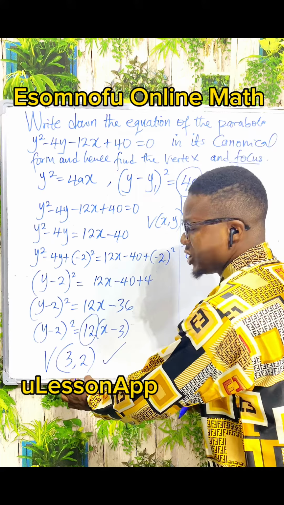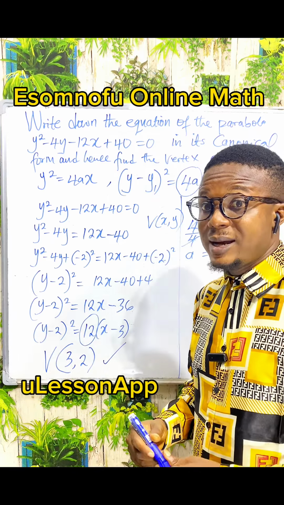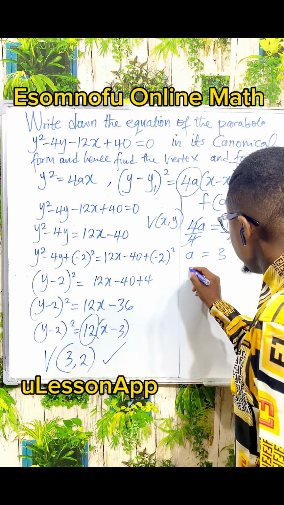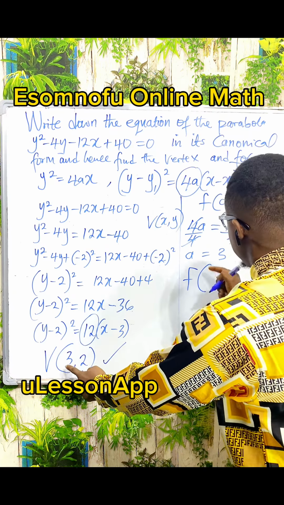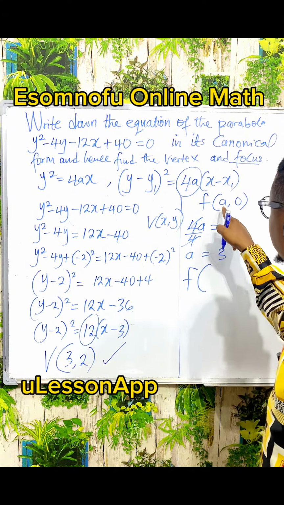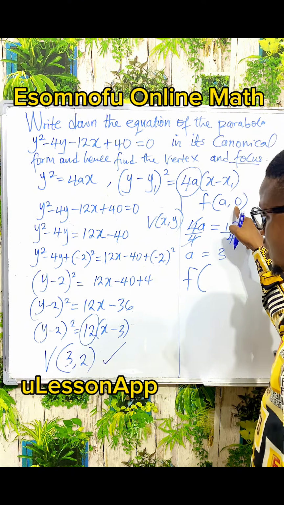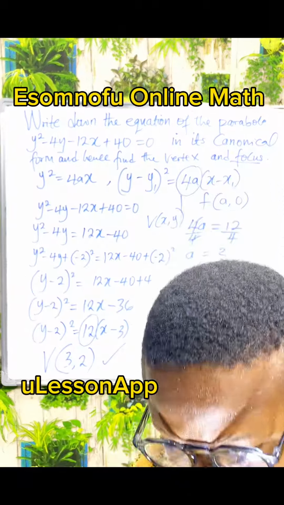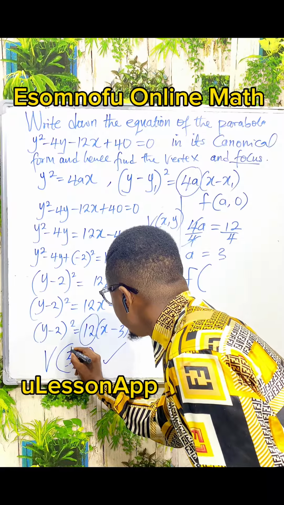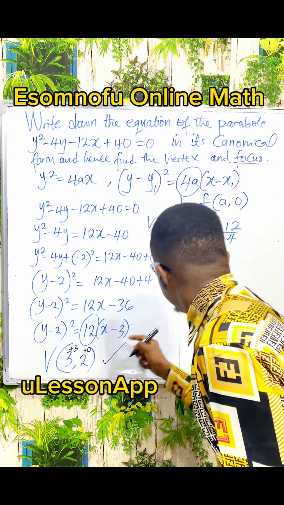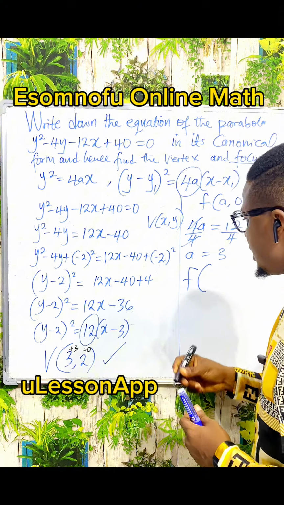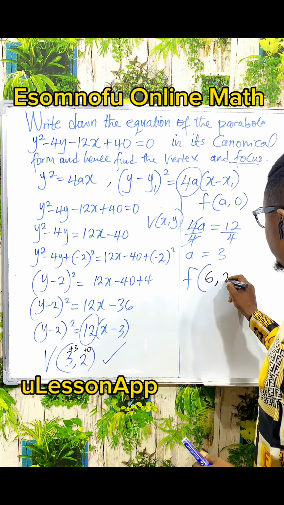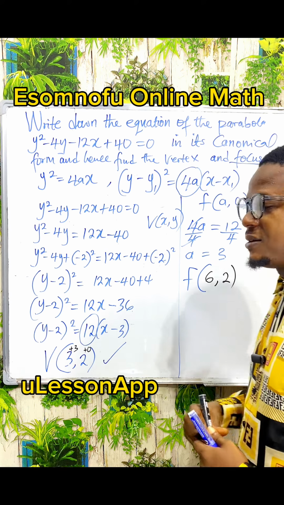So from the vertex, you get the focus. If you remember my initial videos on parabolas, from the vertex, that's where you get the focus. So our focus will be, this a is 3 and represents the x value, and 0 is y. So you are adding 0 here. This is like saying plus 3, and this is like saying plus 0. I'm adding 3 because my a is 3. So 3 plus 3 is 6. Then 2 plus 0 is 2. So this is the focus of this parabola.